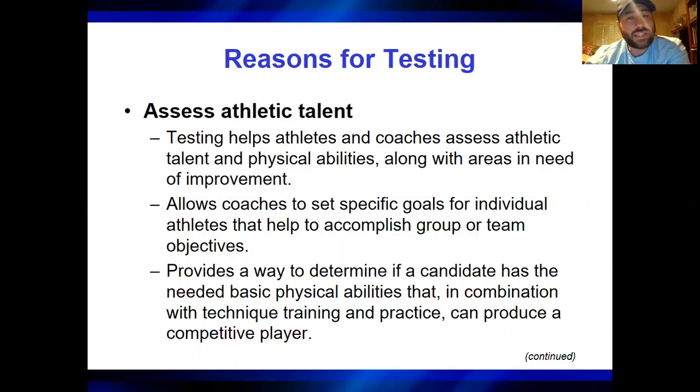And some of the testing that we do does determine whether or not someone has the physical capability or the abilities, with technique and practice, to actually be a competitive player. Someone may have the heart to do something. I mean, we see that in sports all the time, but you're just not fast enough. You just can't jump high enough, right?